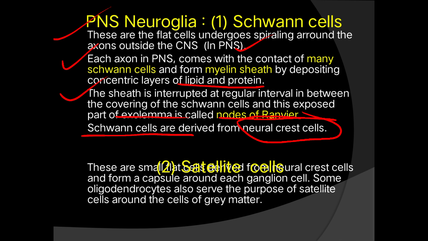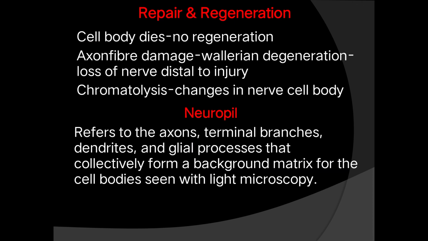Now the next thing is the satellite cells. These are the smallest flat cells, also derived from neural crest cells, and they form a capsule around each ganglionic cell. Some oligodendrocytes also serve the purpose of satellite cells around the cells of the gray matter. So in the peripheral nervous system, there are two types of neuroglial cells, satellite cells and Schwann cells.